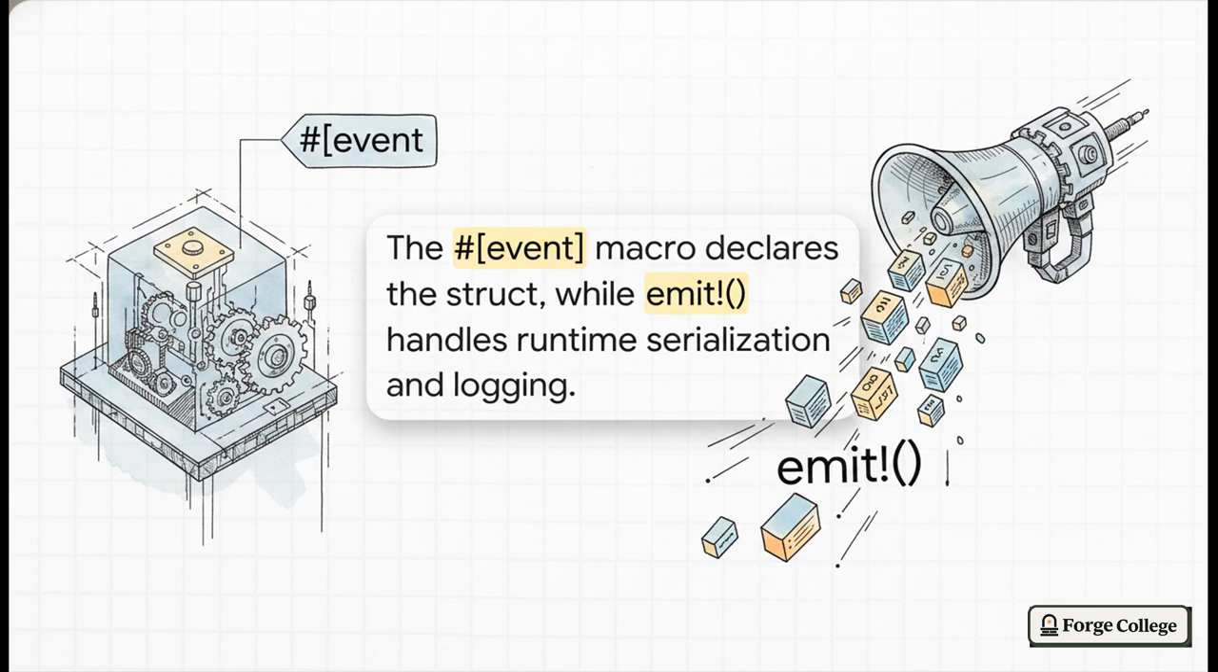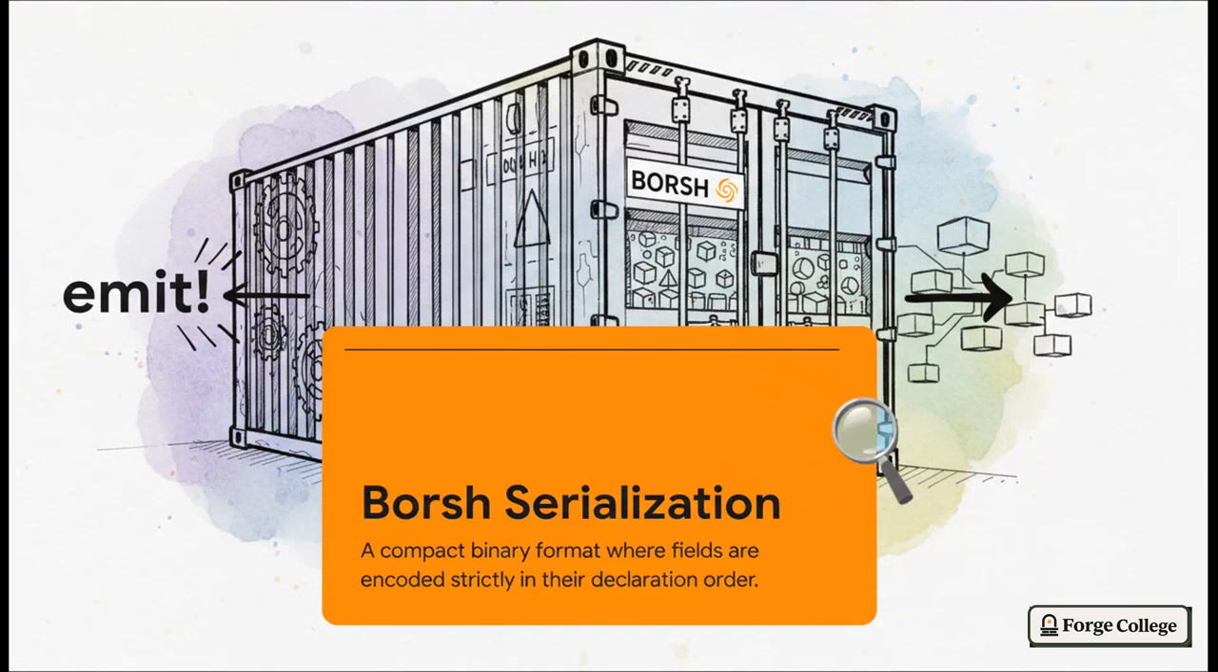Second, we have the emit macro. Notice the exclamation point there. That tells you it's a Rust macro, not a standard function. This is your trigger. It performs the actual serialization and runtime logging, writing those packaged bytes directly into the program execution logs. Okay, let's talk about that serialization process for a second, specifically Borsh serialization.